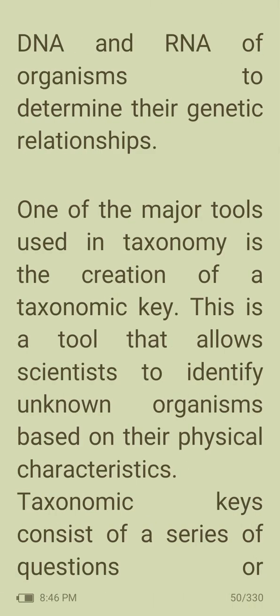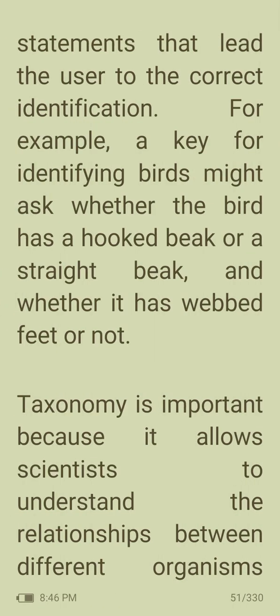One of the major tools used in taxonomy is the creation of a taxonomic key. This is a tool that allows scientists to identify unknown organisms based on their physical characteristics. Taxonomic keys consist of a series of questions or statements that lead the user to the correct identification. For example, a key for identifying birds might ask whether the bird has a hooked beak or a straight beak and whether it has webbed feet or not.